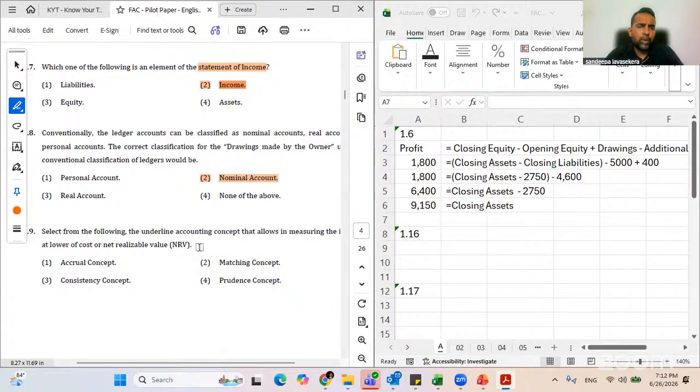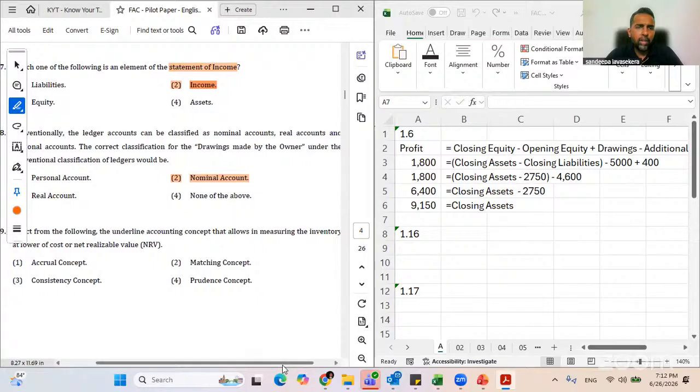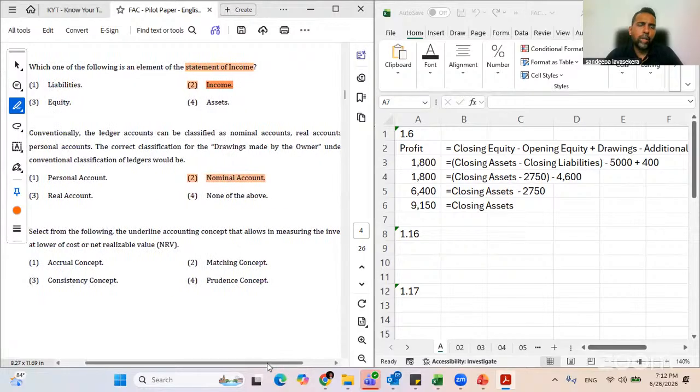1.9. Select from the following the underlying accounting concept that allows measuring inventory at the lower of cost and NRV. Right. I will take this example of this calculator. Let's say the cost of the calculator, it took me 2,000 rupees to manufacture this. I invested 2,000. I incurred 2,000 to manufacture this. That is the cost. I can sell this calculator at a value of 3,000. The net cash flow I'm expected to generate is 3,000. That's my NRV, net realizable value.